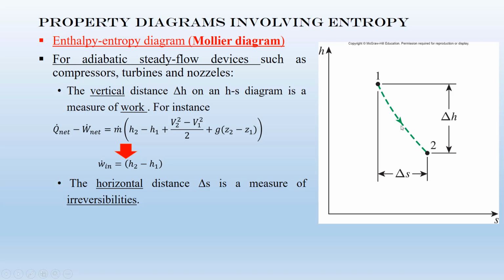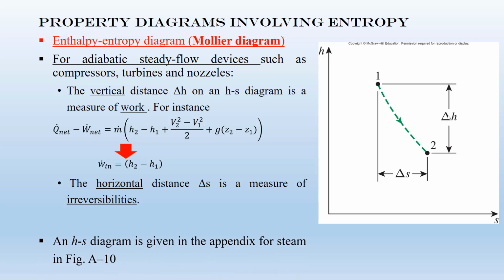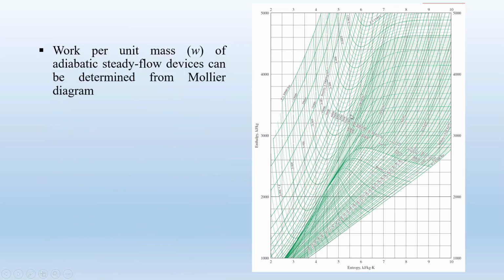So if you have the Mollier diagram, H versus S, and you move from point 1 to point 2, you can simply calculate the delta H and the delta S. The delta H equals the work per unit mass, and the delta S is a measure of irreversibilities. You have an HS diagram in the figure in appendix A10. Please check appendix A10. If you have the Mollier diagram, you can simply find the work per unit mass from it.